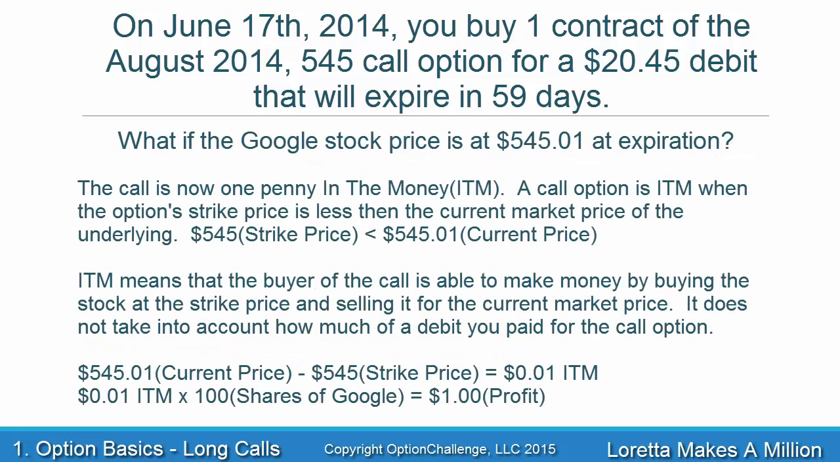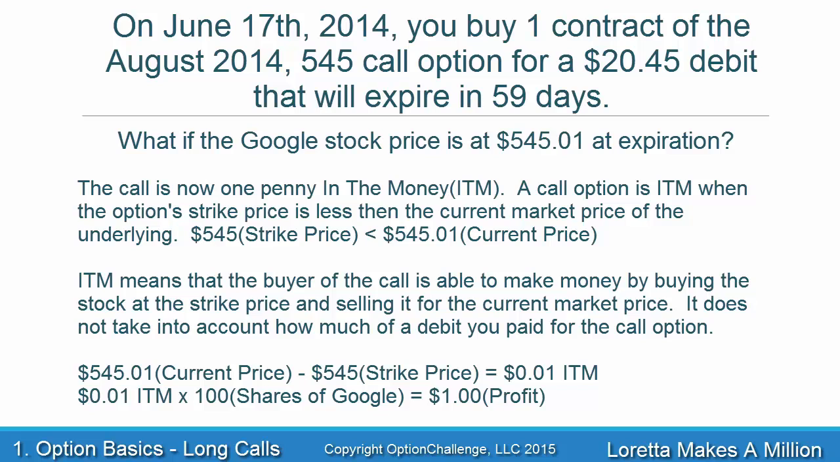Question: what if the Google stock price is at $545.01 at expiration? The call is now 1 penny in the money. A call option is in the money when the option strike price is less than the current market value of the underlying. 545 is less than $545.01. In the money for a call means that the buyer of the call is able to make money by buying the stock at the strike price and then selling it for the current market price. It does not take into account how much of a debit you paid for the call option.